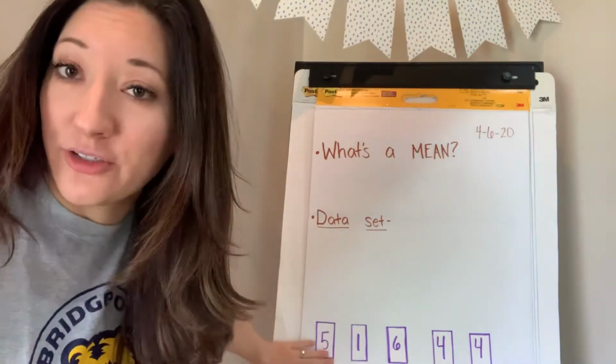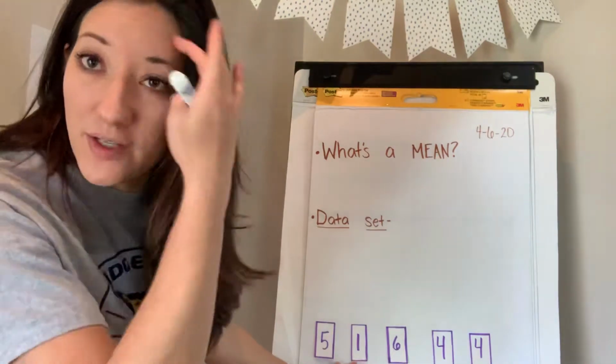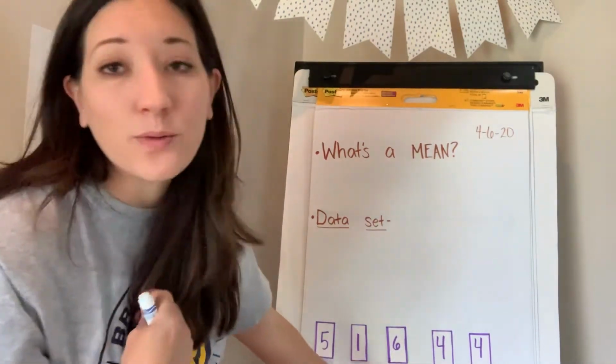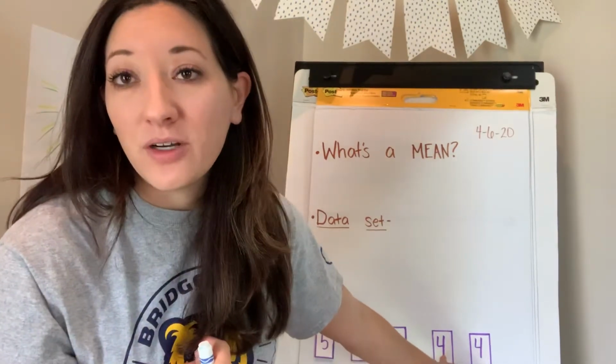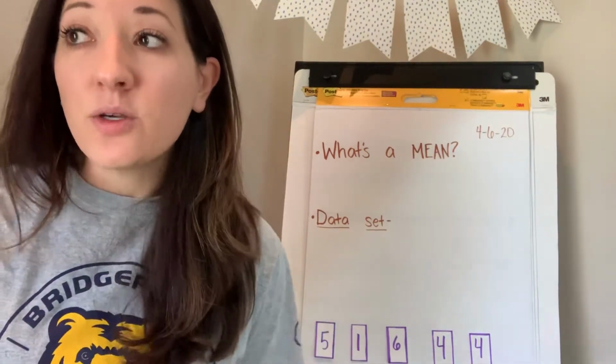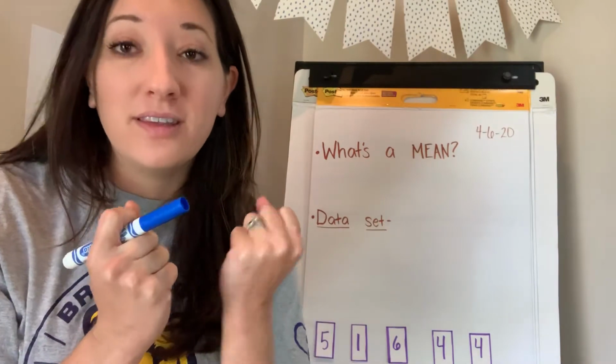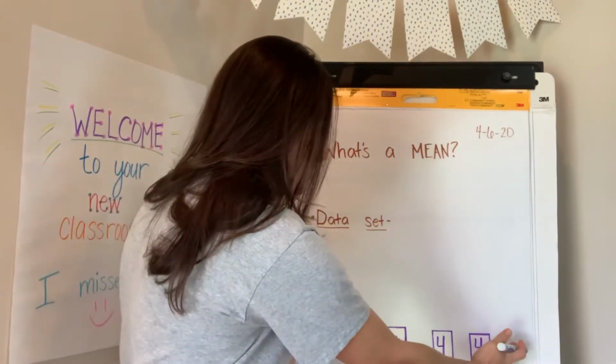One day Miss Porter ate 5 cookies. One day Miss Porter felt guilty and ate 1 cookie. One day Miss Porter ate 6 cookies, and then 2 days in a row, 4 cookies. So if we gather all of that information together, this is called a data set, okay?